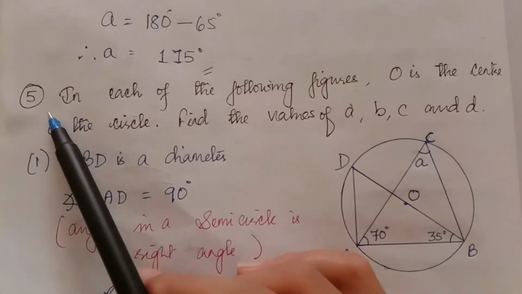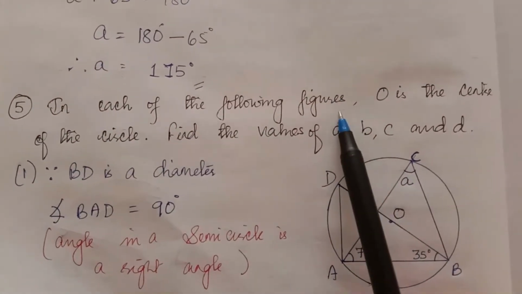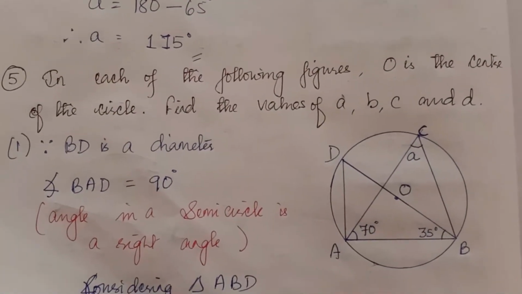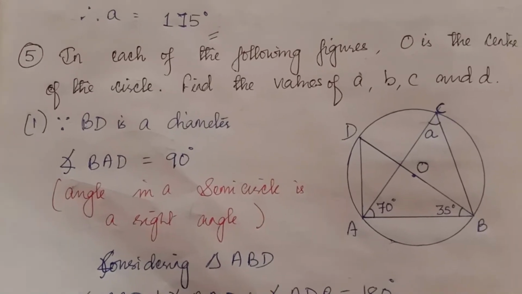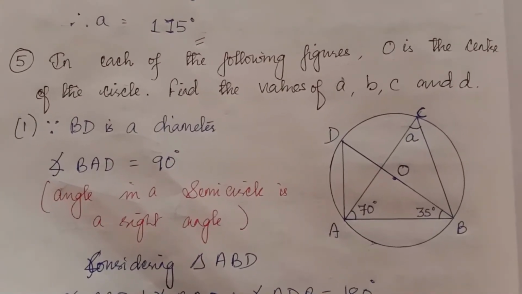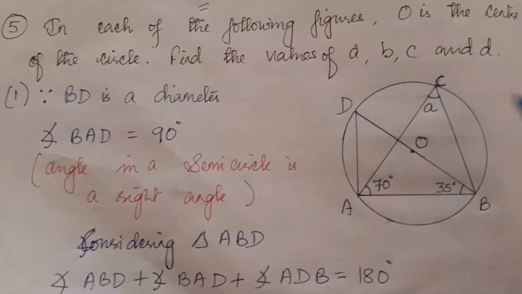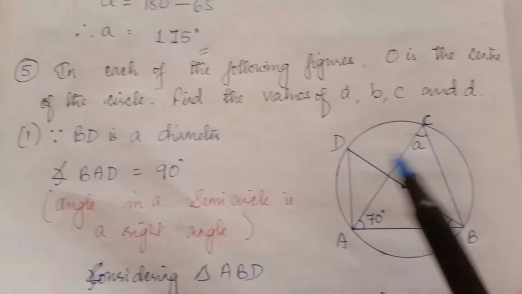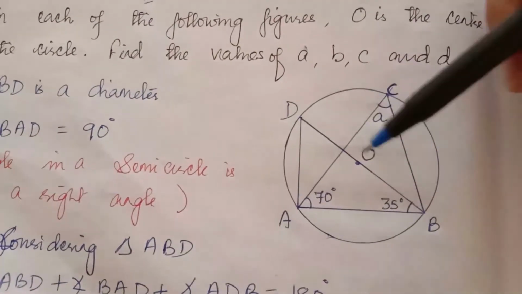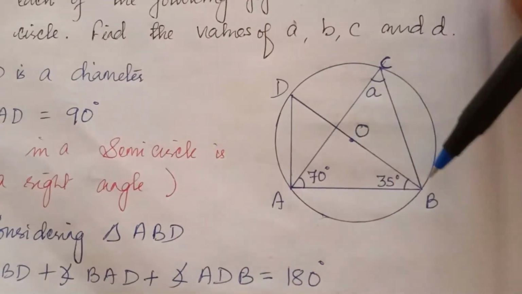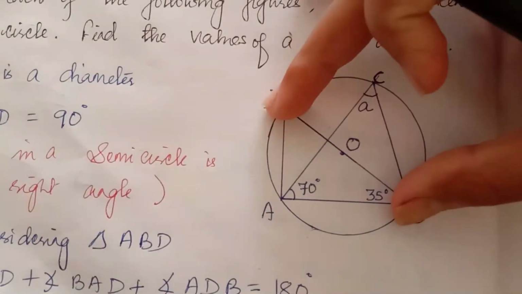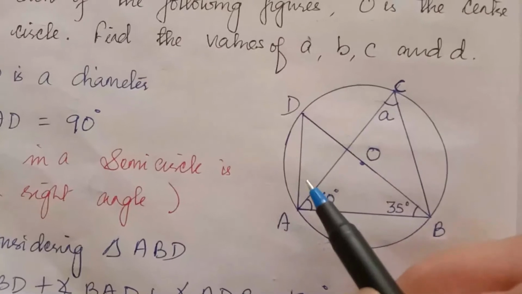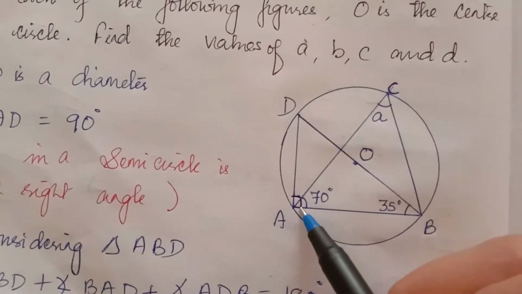Now next is question number 5. In each of the following figures, O is the center of the circle. Find the value of A, B, C and D. So here also in question number 5, we have to find the value of A, B, C and D. So this is a diagram. Here is A. So we need to find this A. Now first, in this diagram, see this BD passes through the center of a circle. So BD is a diameter. So if BD is a diameter, we know the angle in the semicircle is always 90 degrees. So this angle is 90 degree.